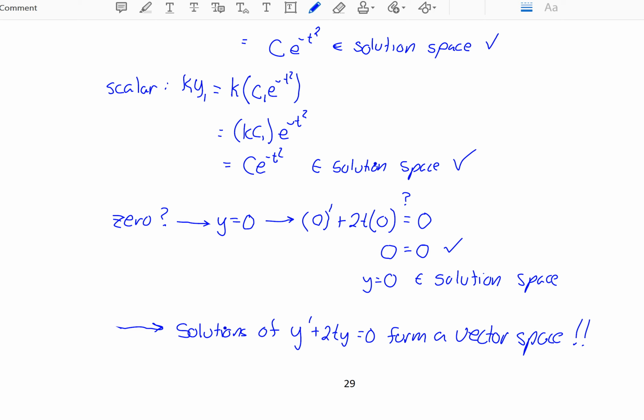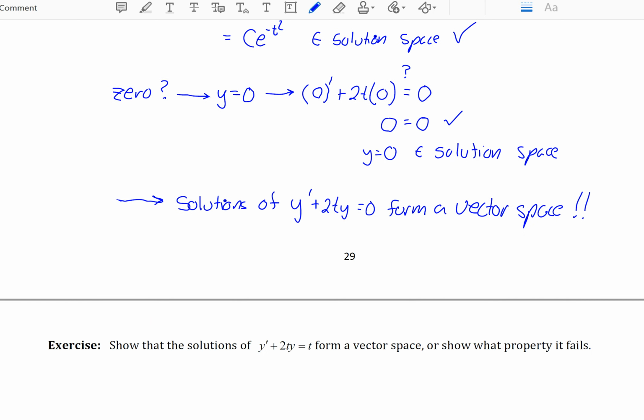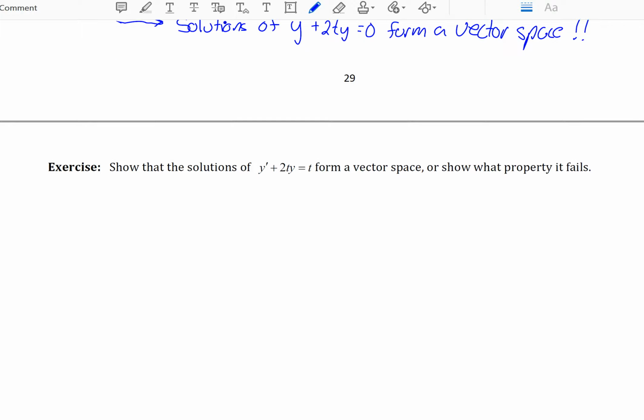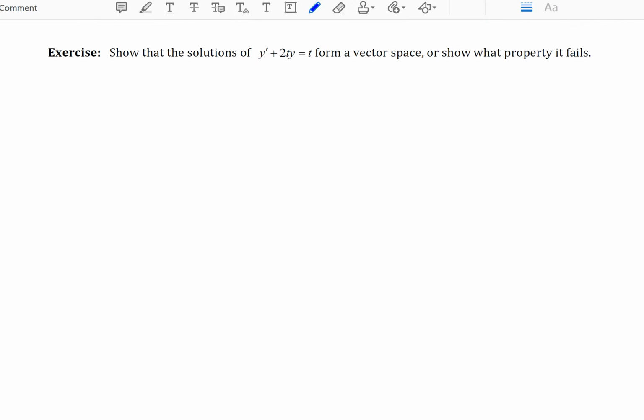Let's look at another example. Here, I'd like to show that the solutions of y prime plus 2ty equals t form a vector space, or show what property it fails. I'd like to have you work on this on your own for a moment. So if you could, please pause the video and look at the solutions of this differential equation, and then see if they verify the requirements that we need. So pause this video, do this on your own, and I will see you back here in a moment.